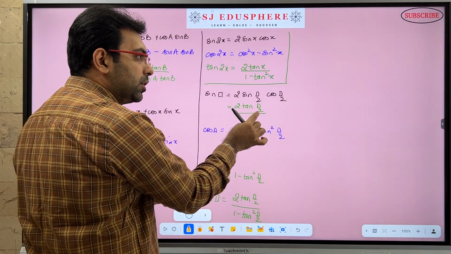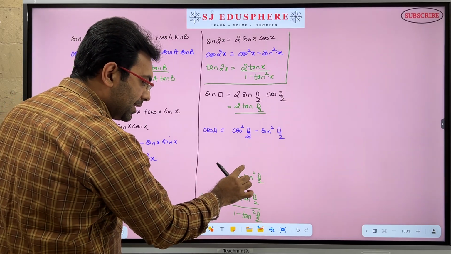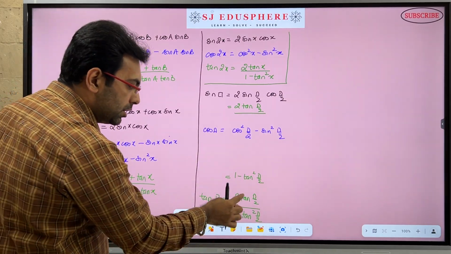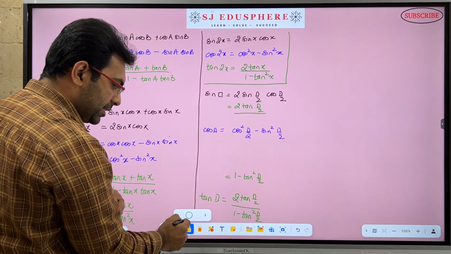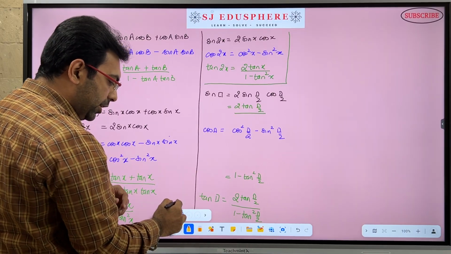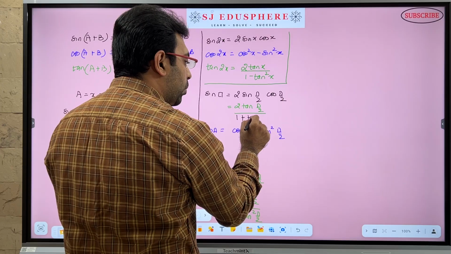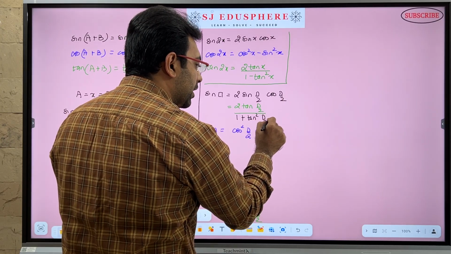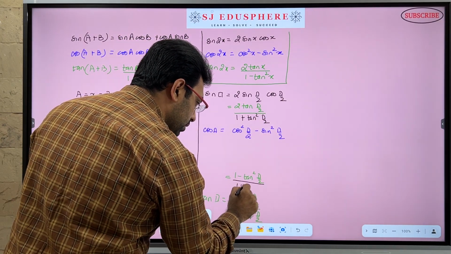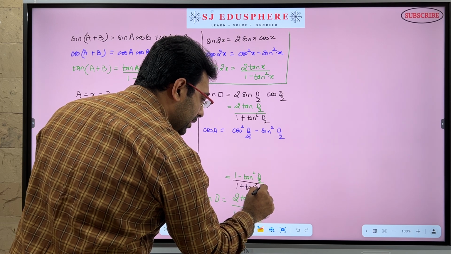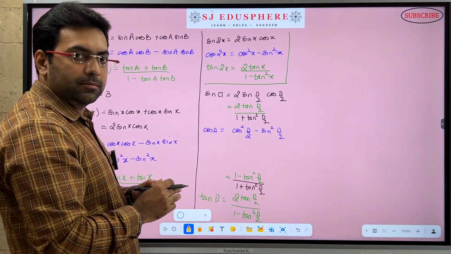Sine is opposite over hypotenuse. Cos is adjacent over hypotenuse. This was opposite over adjacent. Both of them need to have the same denominator, which over here is 1 plus tan square box by 2. That gives us the other set of formula for this case.